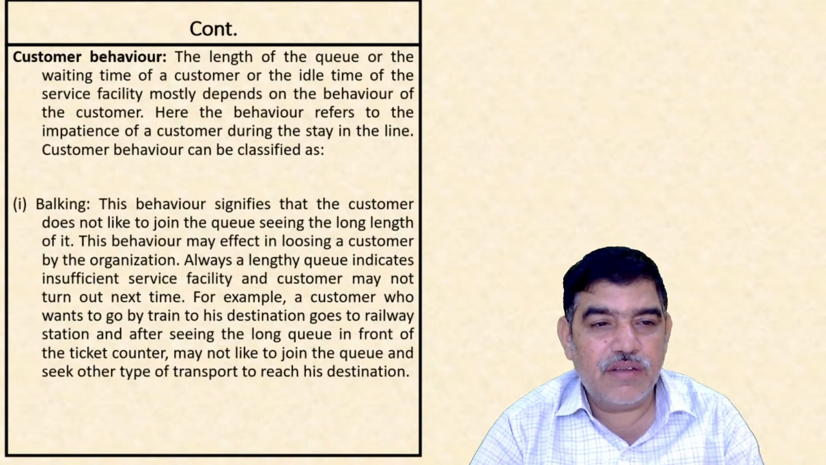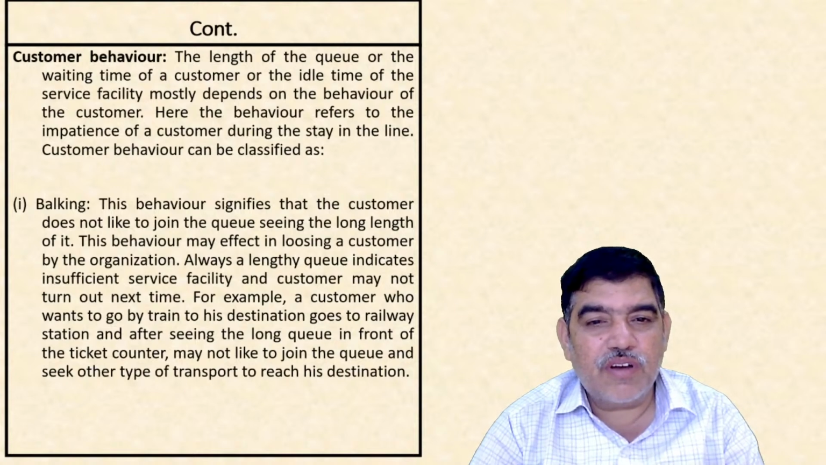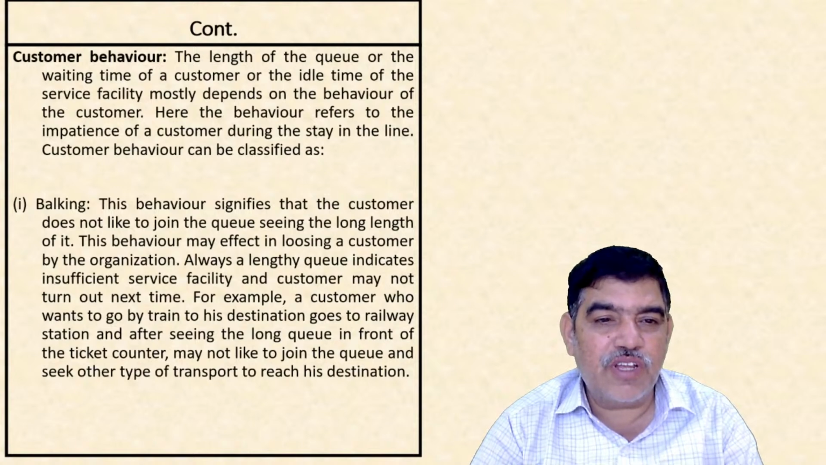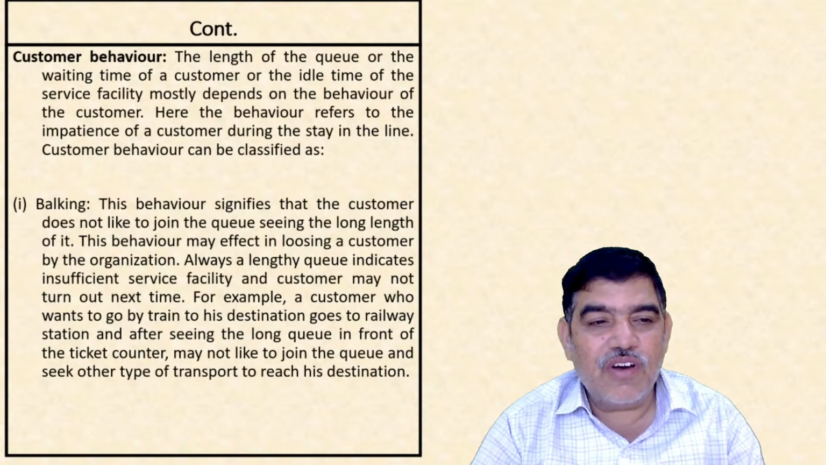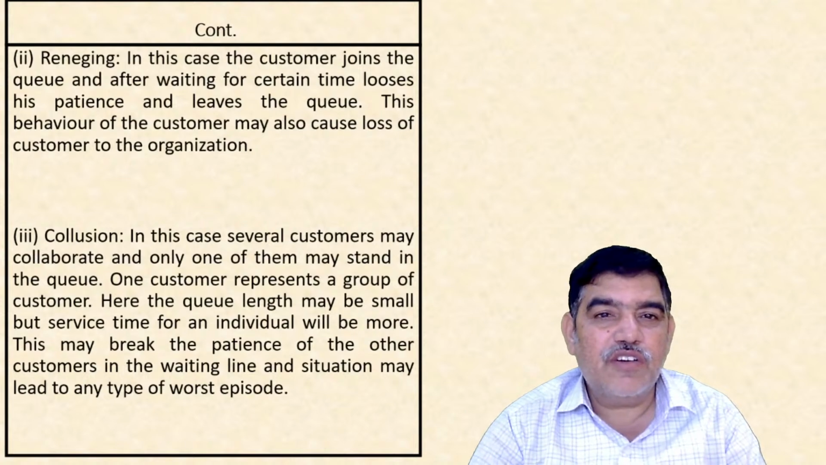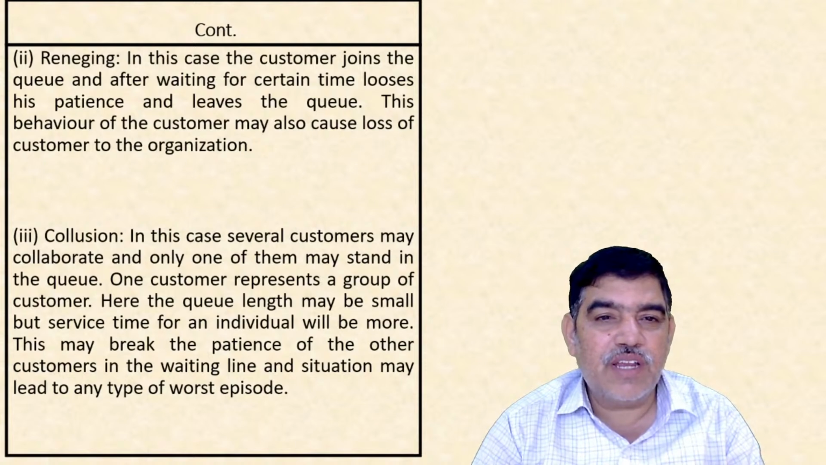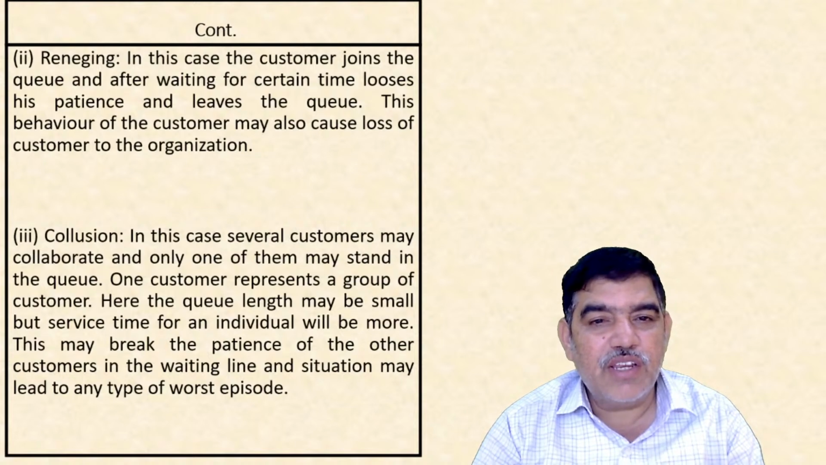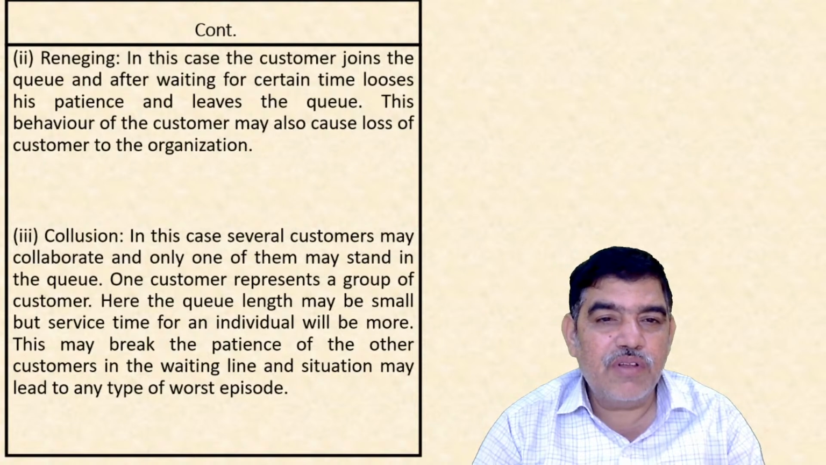Balking. Balking means the customer does not like or is not interested to join the queue whenever she sees the long length of the queue. This behavior may result in losing a customer by the organization. Then reneging. In this case, the customer joins the queue and after waiting a certain time loses his patience and leaves the queue. Means a customer visits, stands in a queue and waits for some time, but after so much waiting, he leaves the queue and does not take the service. This behavior of customers may also cause loss of customers to the organizations.